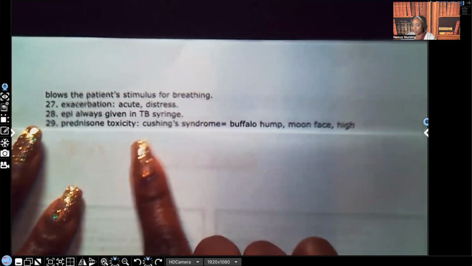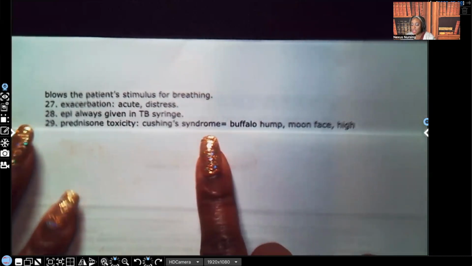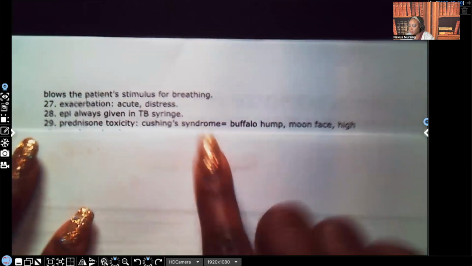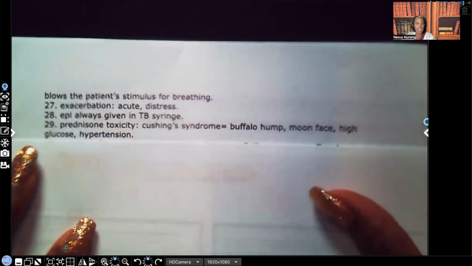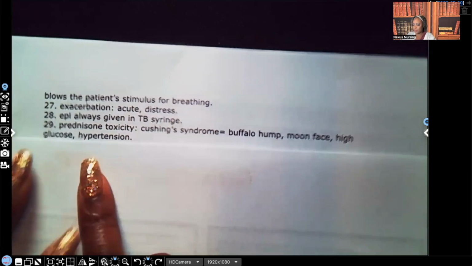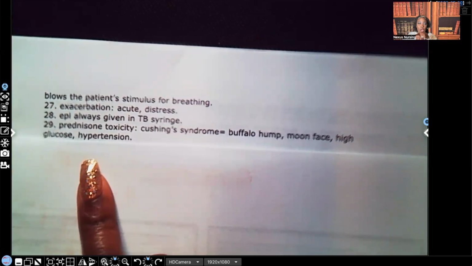29, prednisone toxicity: Cushing syndrome, buffalo hump, moon face, high glucose, hypertension. So let's talk about this. I talk about this in depth in a video I actually just published a few days ago. It's in my pharmacology playlist. I think it's called adrenal excess, maybe. But anyway, I talk about this in depth where patients got too much prednisone.